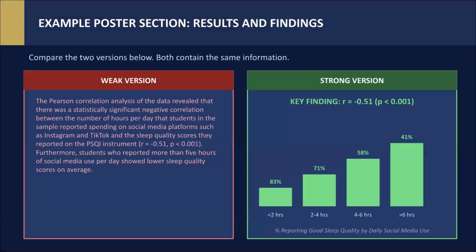So, example poster section: results and findings. If we compare the two versions below, they contain the exact same information, but the weak version is just a body of text, which is a lot to read. It's not in point form, and it's just too much for a poster. On the strong version, we can easily see it shows a graphic, which is more visually appealing, and you would rather look at a graphic than that body of text. It shows things are nicely labeled, and it's something that a poster should actually include instead of a body of text.